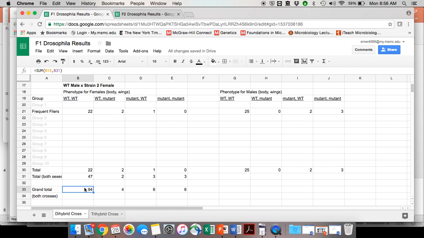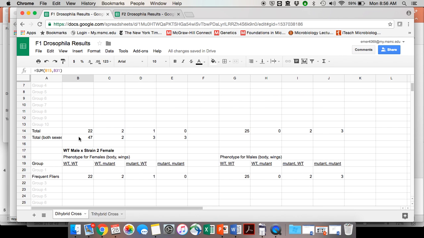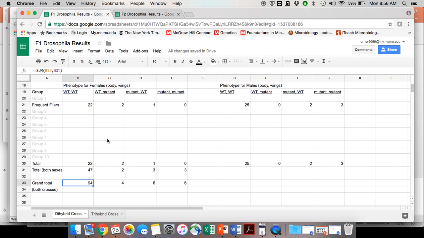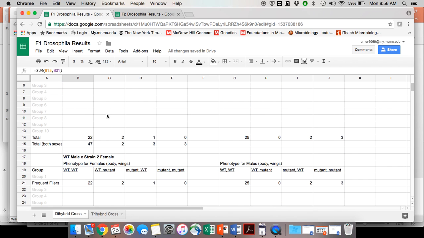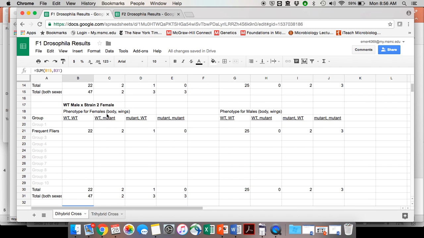So you are not necessarily going to use all of these subtotals for your analyses, but you'll want to think back to what we talked about in lecture when it came to reciprocal crosses. What are the results that you're going to want to compare to determine if genes are sex-linked or not? Because remember, with this dihybrid cross, one of the first things we want to determine is, are these genes sex-linked?